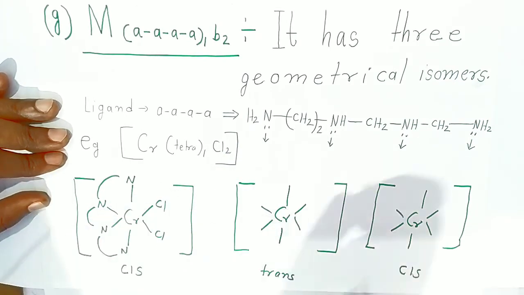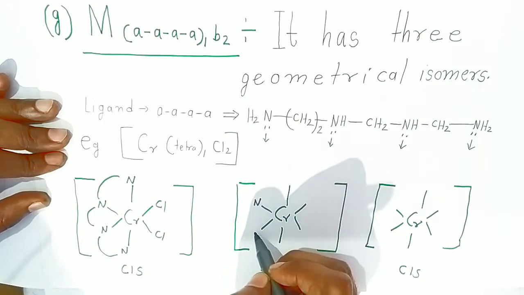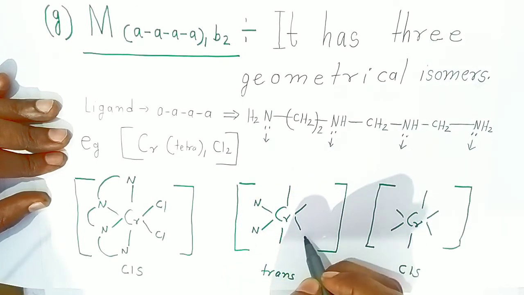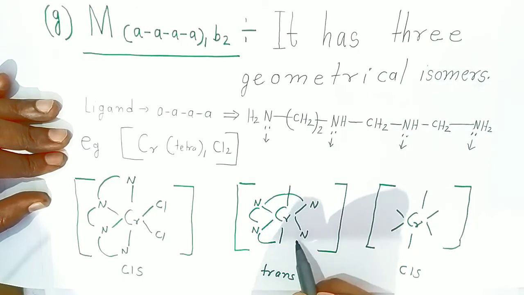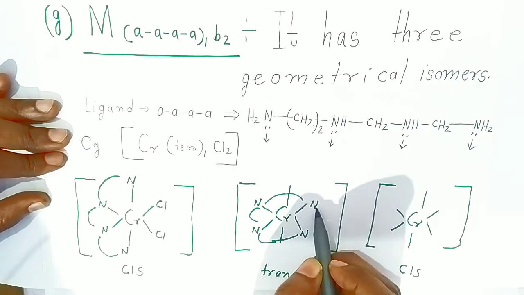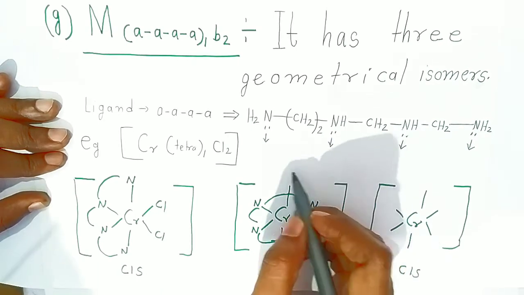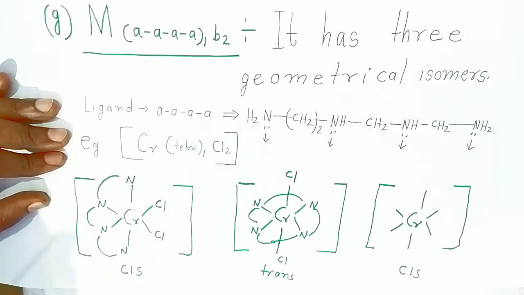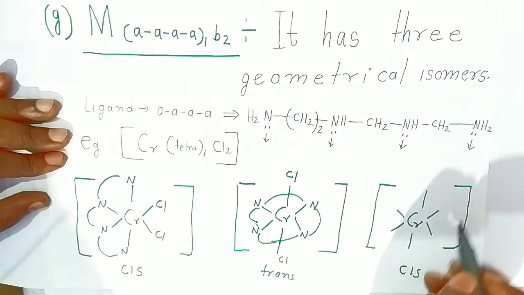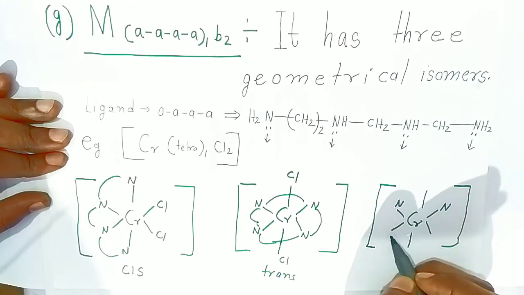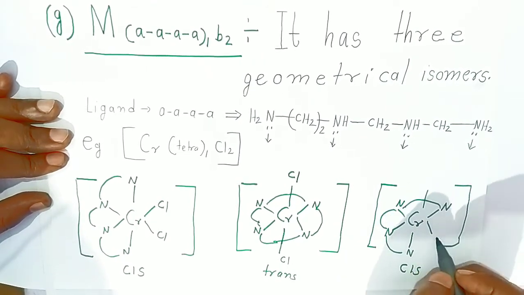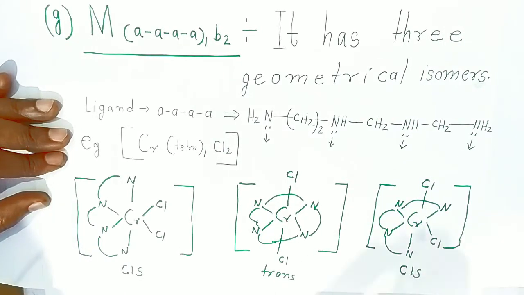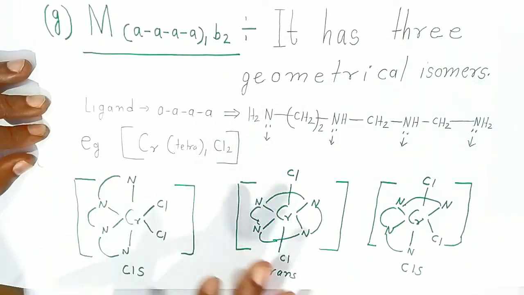Correct students? If you are putting nitrogen of this tetradentate ligand like this, okay students, so this complex we call as what? This complex we call as trans type complex. Okay students, and one chloride will be above and second chloride will be below. Okay students, this is the way we can represent the trans structure. Now again cis structure students, all the nitrogens, one nitrogen will be below. So this type of complex, and chloride you are putting here, it is also a type of cis complex. So this way you can write the three isomers of this type.